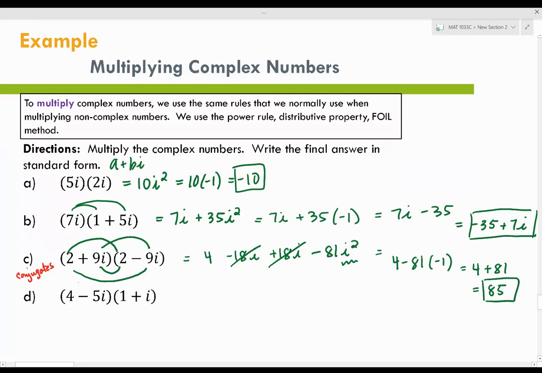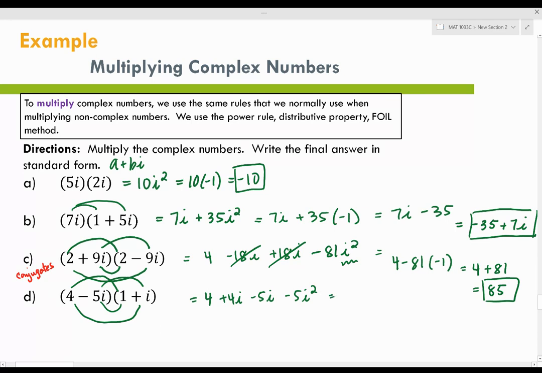So D, we're going to FOIL again. 4 times 1 is 4. 4 times i is 4i. Negative 5i times 1 is negative 5i. And negative 5i times i is negative 5i squared.